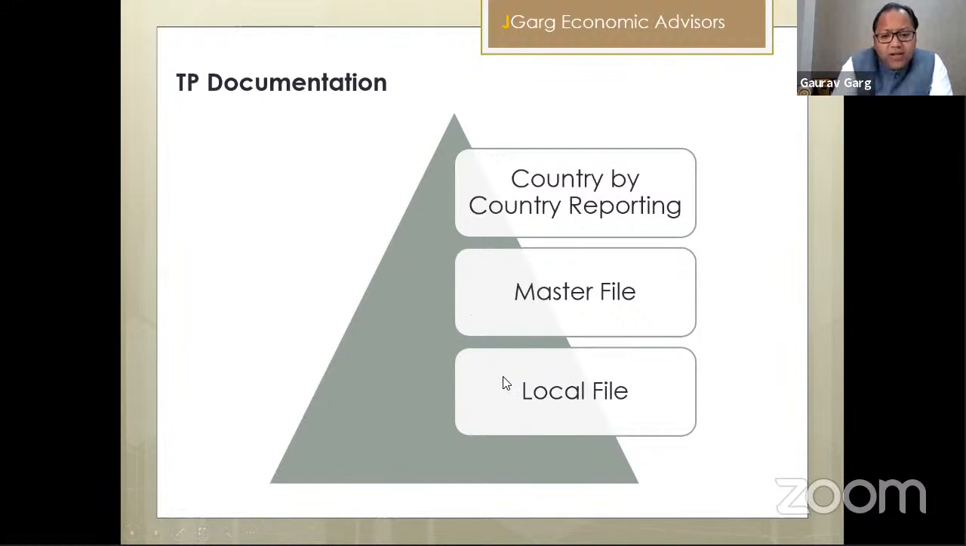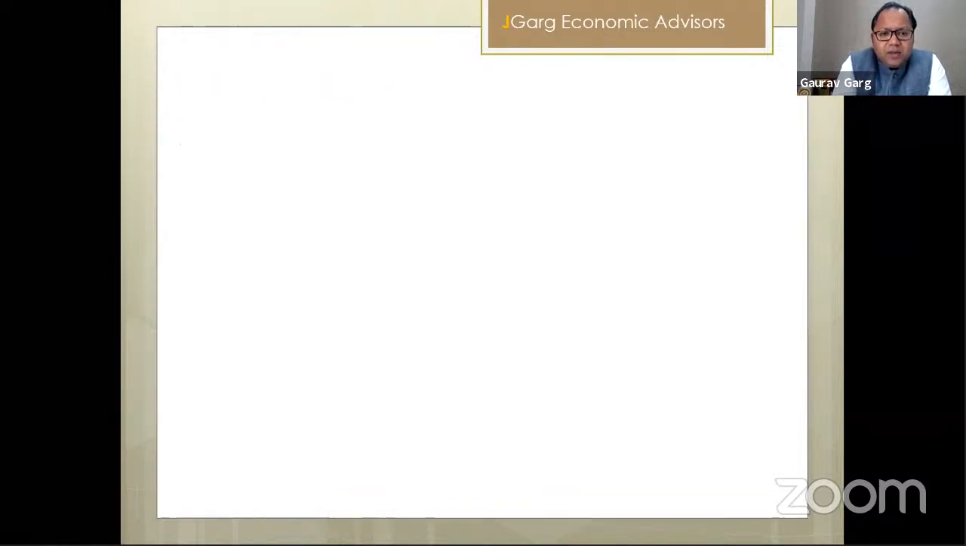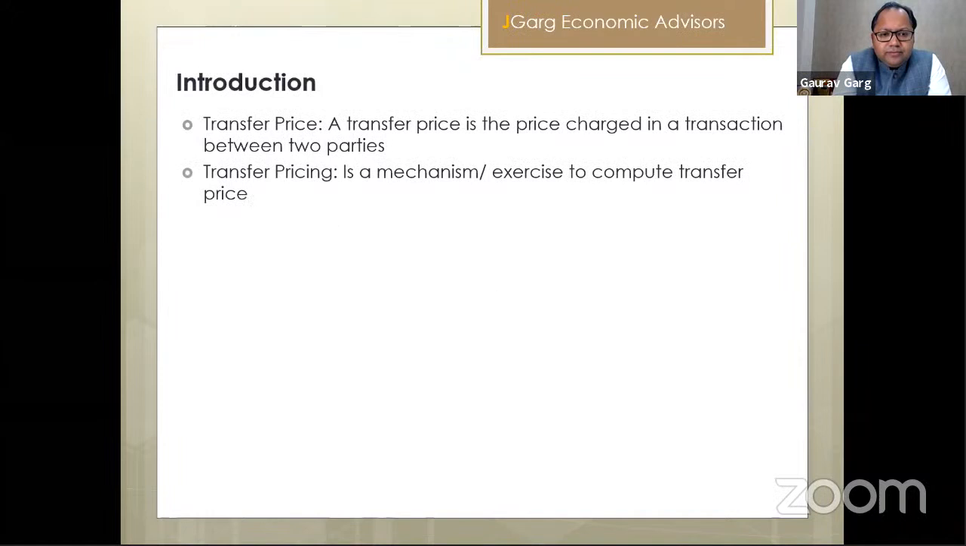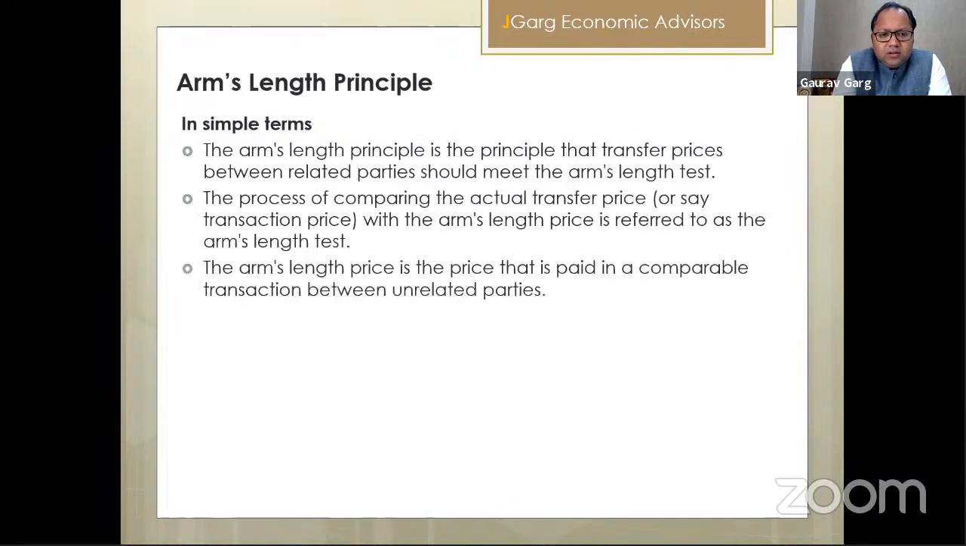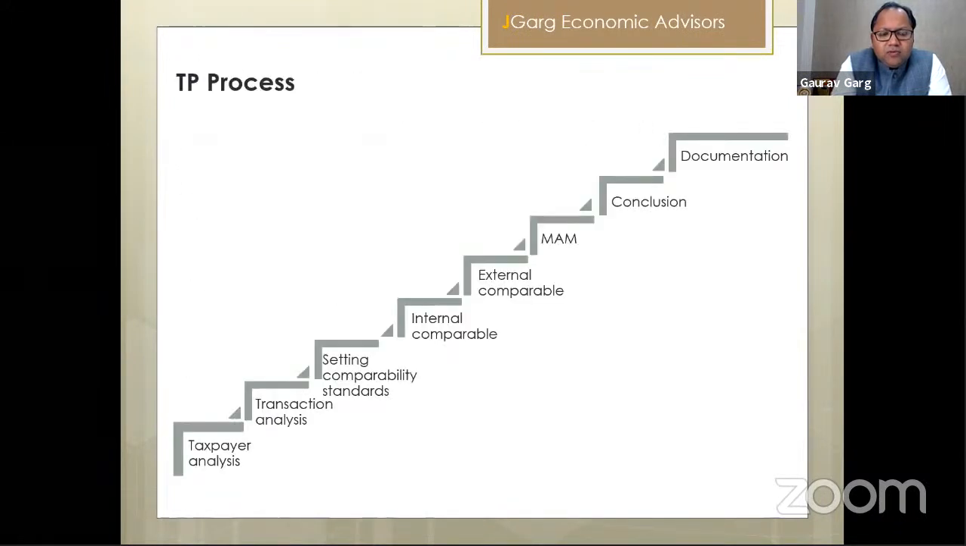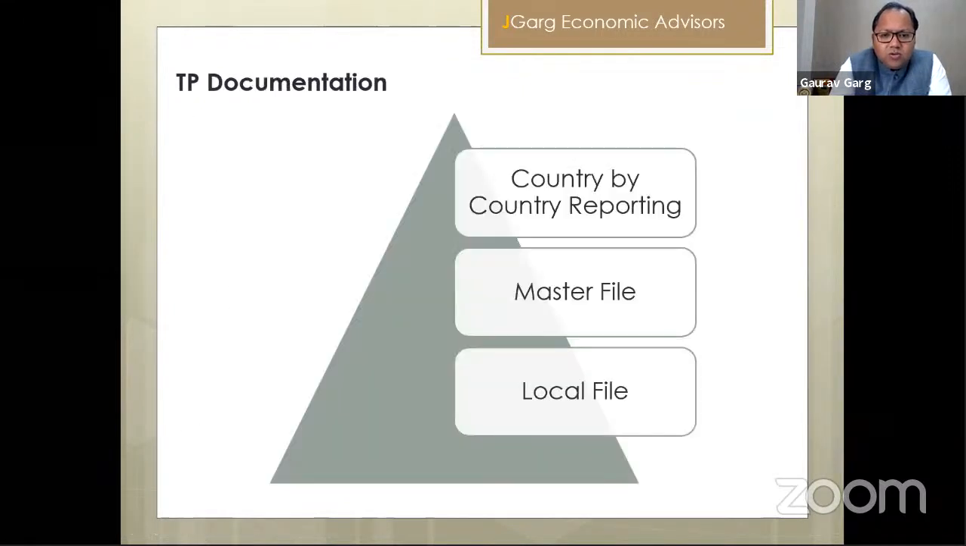Now the content of the local file I have already discussed with you broadly, when I was discussing the TP process. So when I was discussing the TP process, I already discussed the content of the local file. These are basically the content of the local file at a broader level. Now let me move on to discuss the content of the master file and country by country reporting.